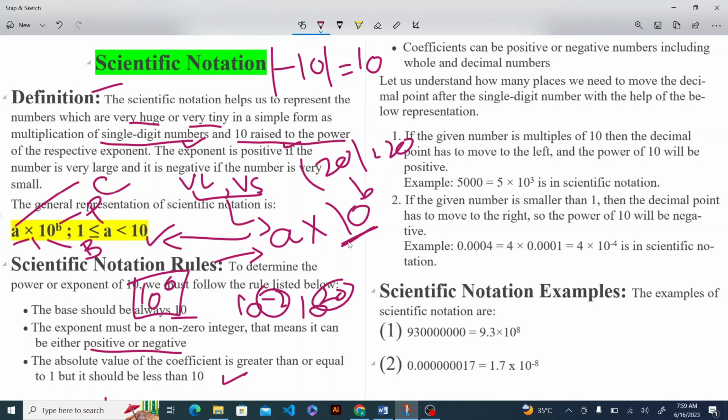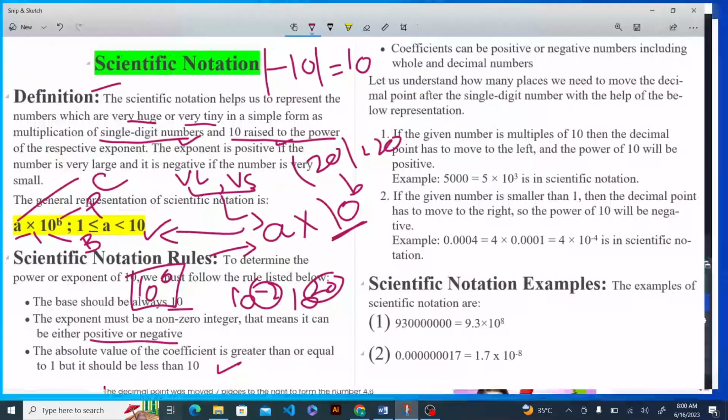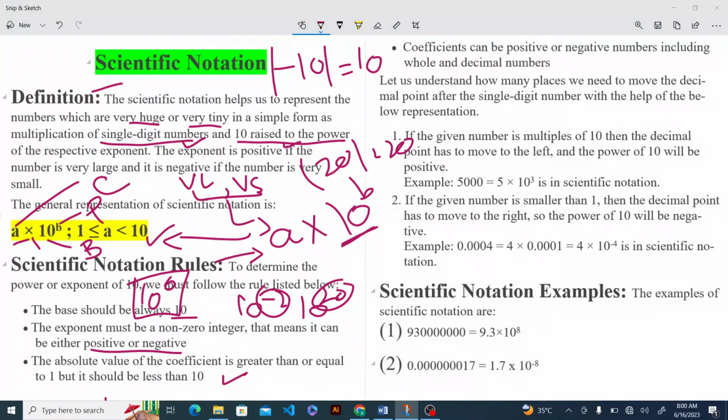It means that the coefficient, this a, should always be a single digit number. It should be greater than or equal to 1 and less than 10, means the range of a is this one. The range of a is this. Let me clear the board and highlight the range.